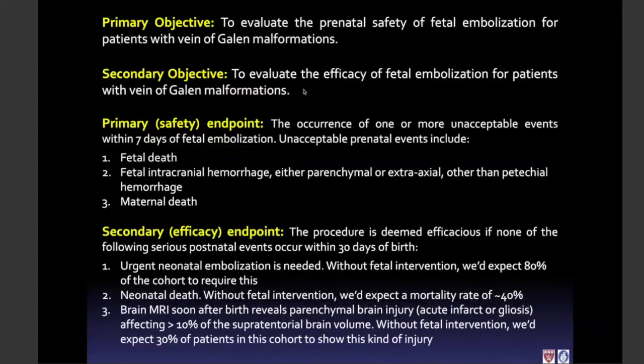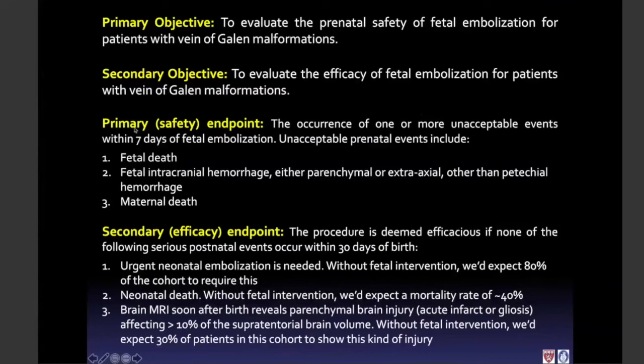So the goal is to get them to, they will be admitted to the NICU just as we do for all vein of Galen patients. They'll be observed carefully, but the goal is to have them discharged from the NICU without needing urgent embolization, without the overwhelming heart failure, and then bring them back electively for embolization if needed.